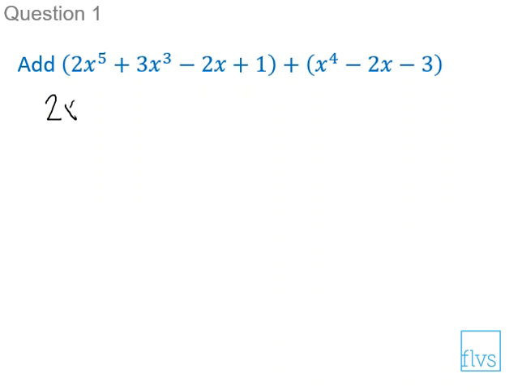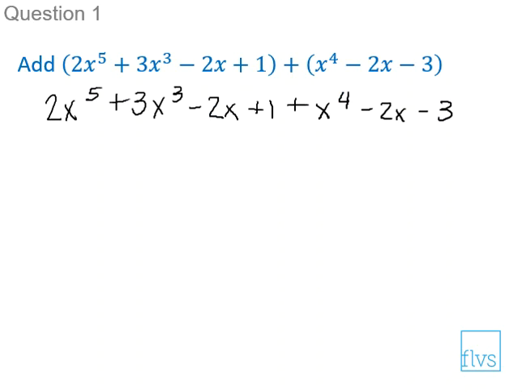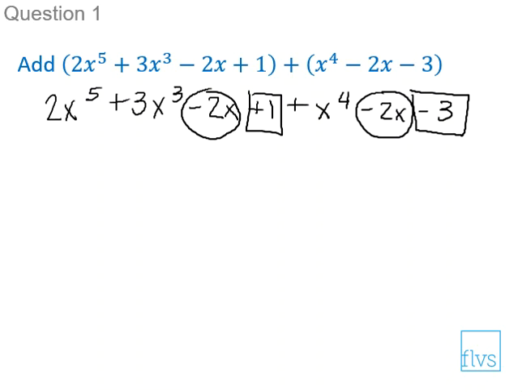So here, when we are adding, we can go ahead and just get rid of the parentheses. And now we're going to combine like terms. So like terms, we have our 2x and negative 2x, and 1 and 1 and 3. 2x to the 5th. We're always going to write in descending order, so x to the 4th comes next. And then we'd have our x to the 3rd.